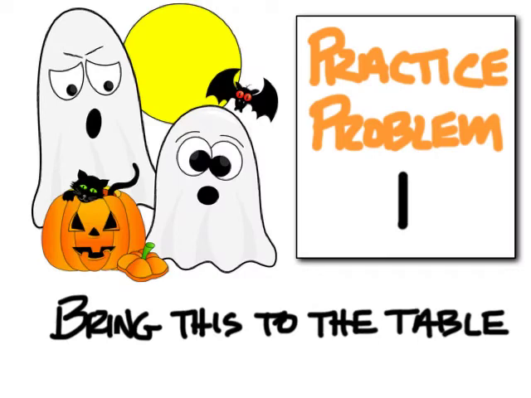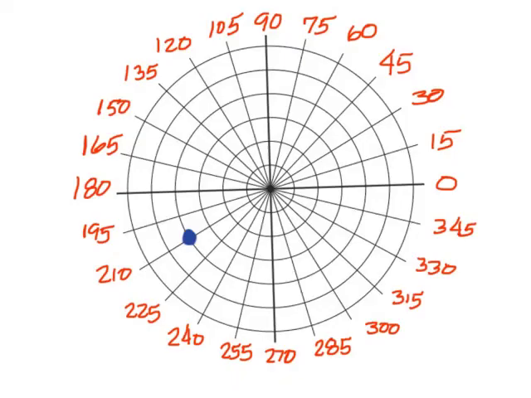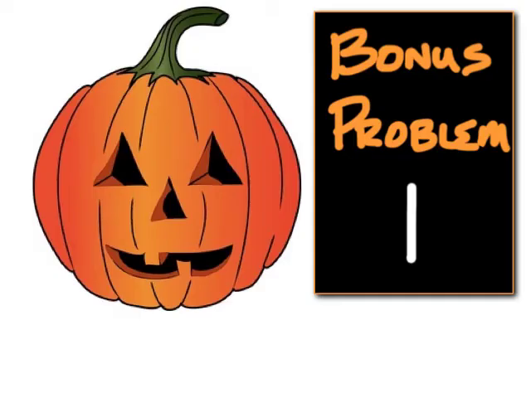This is a practice problem, and drop off the answer. Lay it on the table. Bring me the coordinates of that point. This one goes out 1, 2, 3, 4 and is on the 210 spoke. If you have that, come and get your paper.